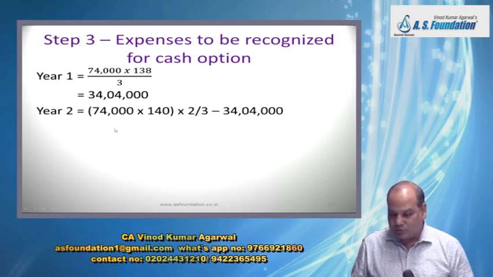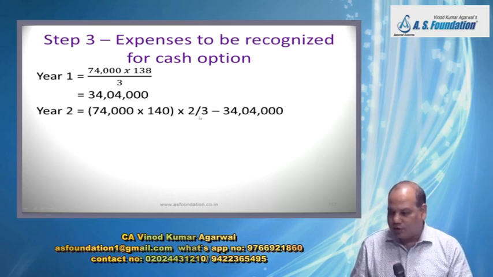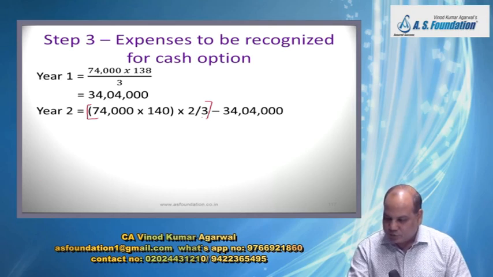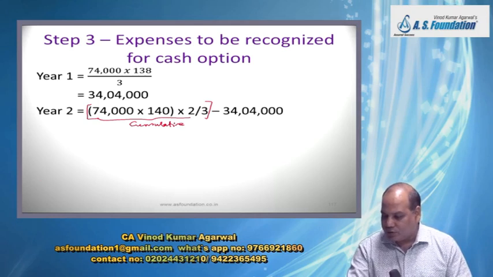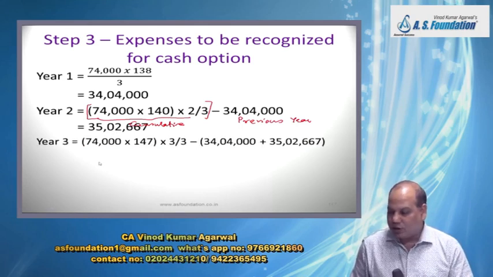Then year 2, what you do, take 74,000 into 140 into 2 by 3. This will give you cumulative into 2 by 3, right? And then previous year figure take from previous working. This portion will give you cumulative expense. Cumulative for 2 year. This is previous year already calculated. So how much is the answer for year 2? Anybody? 35,02,667. Wonderful. Year 3 calculate and give me the answer.